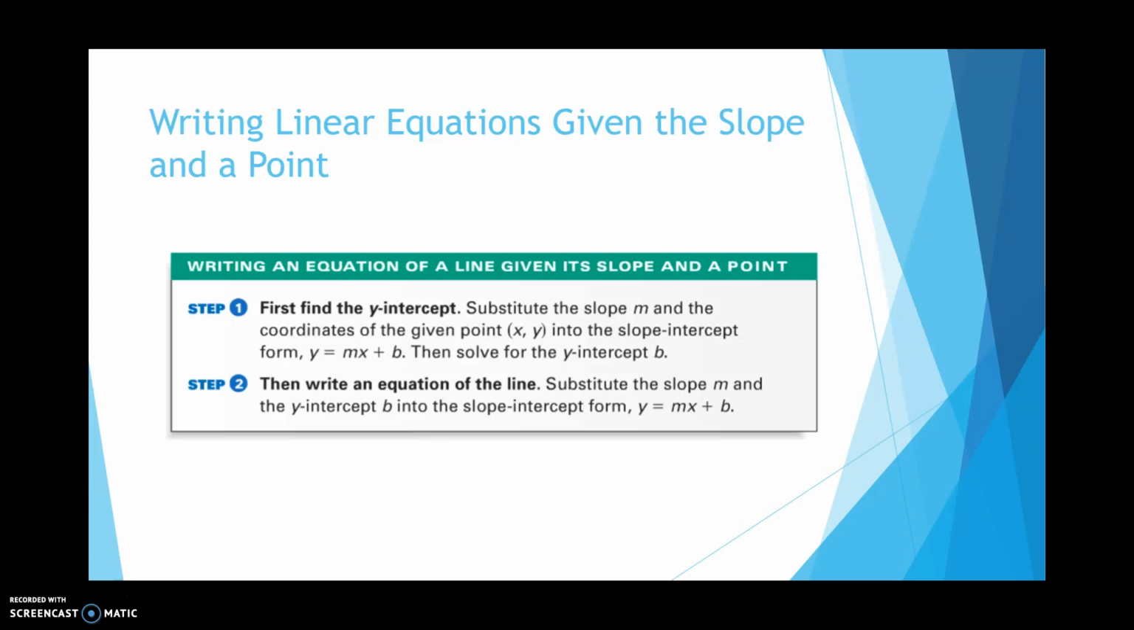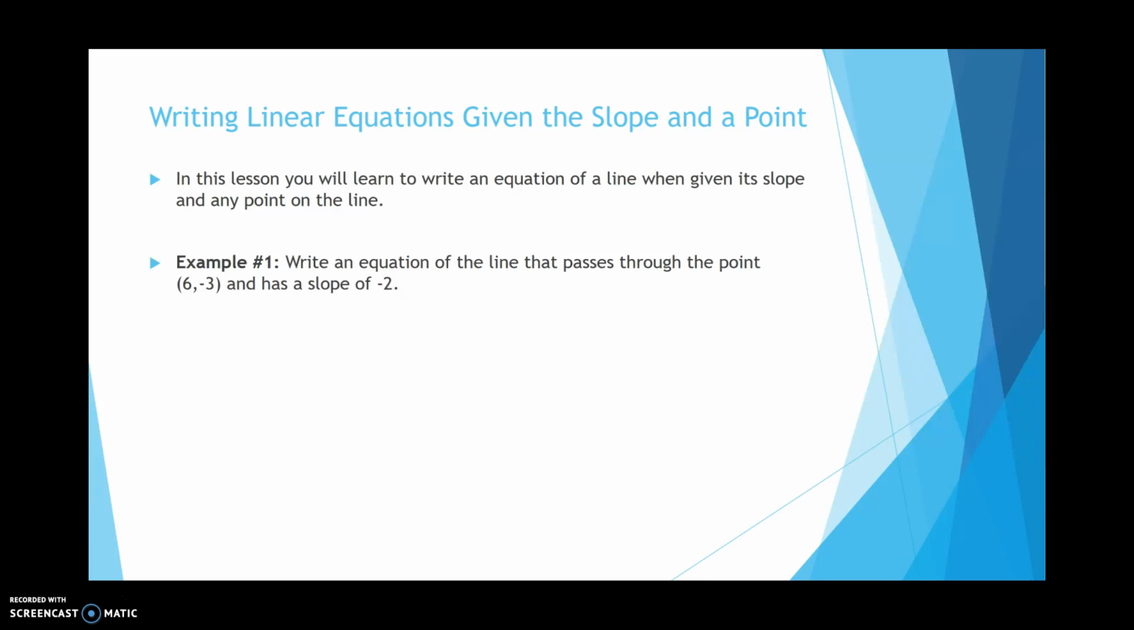So what you're going to be doing is substituting the slope m and the coordinate points of x and y into the slope-intercept form, y equals mx plus b. And you are going to be solving for the y-intercept, your b. Then, once you find your b, you're going to write the equation of the line in the form of y equals mx plus b. So let's get started right away here with some examples.